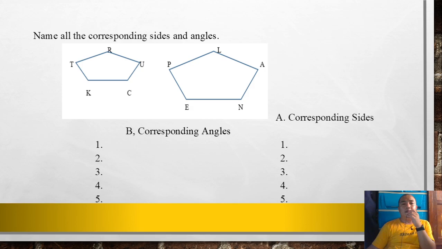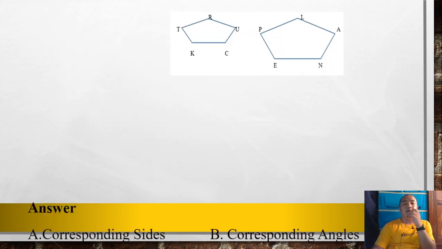Name all the corresponding sides and angles in the two pentagons, TRUCK and PLANE. So these are two similar pentagons. So corresponding sides and corresponding angles, answer.